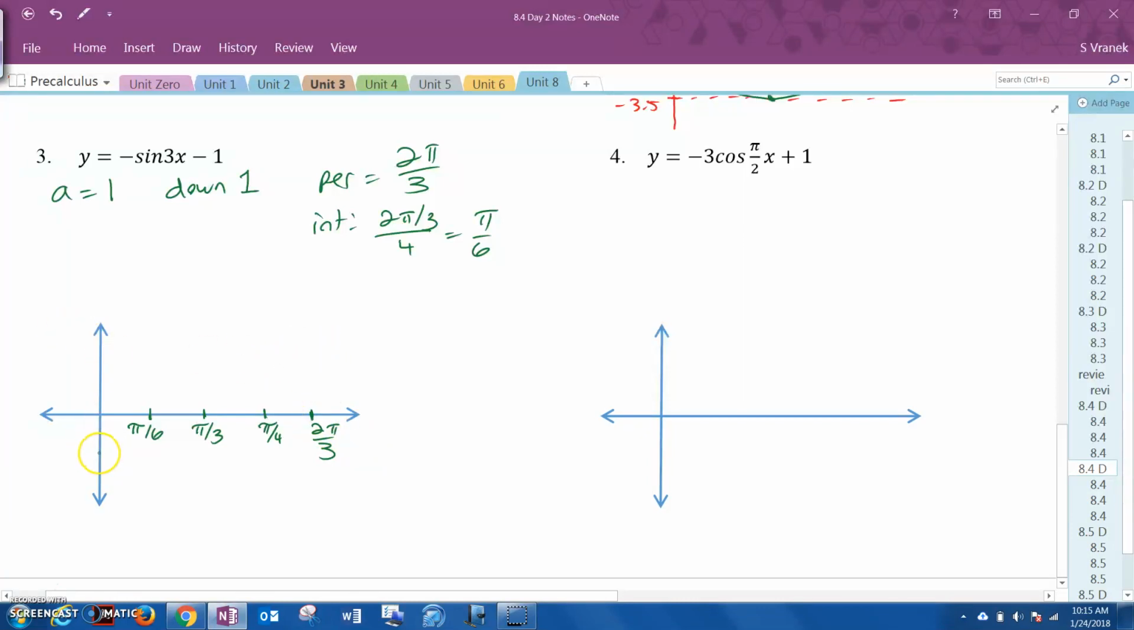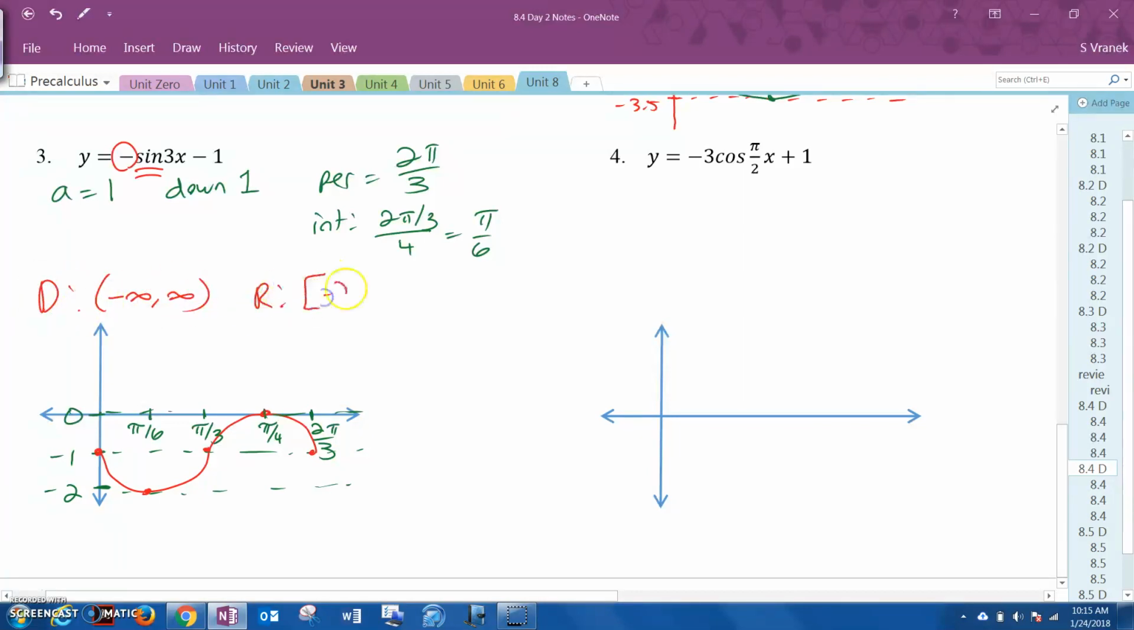Our midline is at -1, and then we're going to go down to -2 and up to 0. So for the graph, the top is 0, the middle is here, and the bottom is here. And then we just graph it. This is a negative sine curve. So sine starts at the middle point. Then we go down because it reflected. So down, up, middle, up, middle. It's a reflected sine curve. Okay. Domain and range. Domain is negative infinity to infinity. Range is from -2 up to 0, including those values.